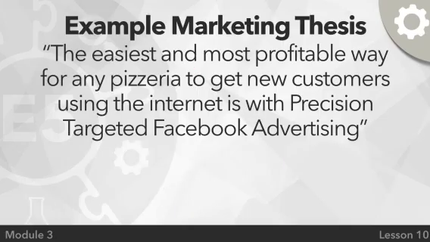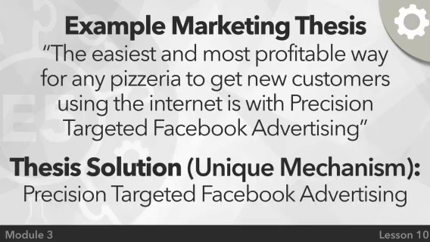So look, let's go back to the original examples of the marketing thesis. The easiest and most profitable way for any pizzeria to get new customers using the internet is with precision targeted Facebook advertising. The thesis solution, the unique mechanism, is precision targeted Facebook advertising. Remember, we're not just selling the generic. We're not selling a commodity. We're not selling Facebook advertising. We're selling your unique mechanism, your unique method, your unique process, your unique system. We're selling precision targeted Facebook advertising.